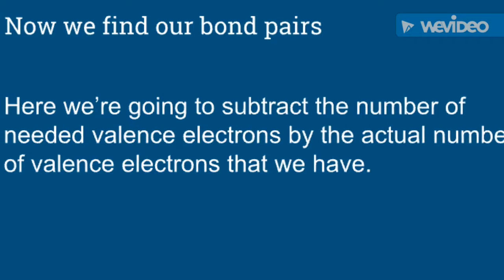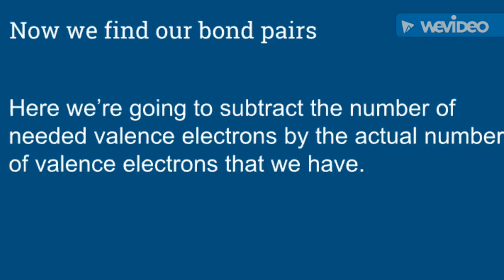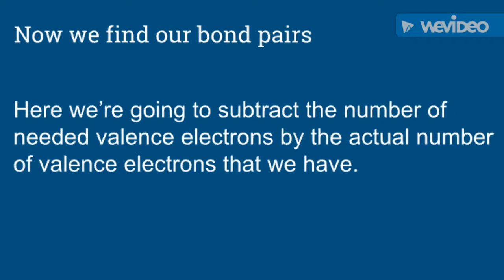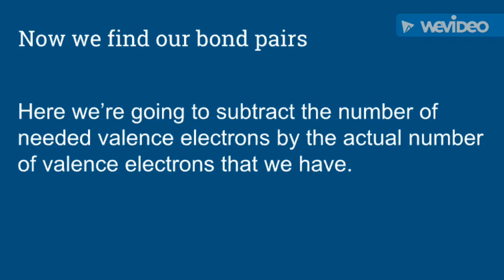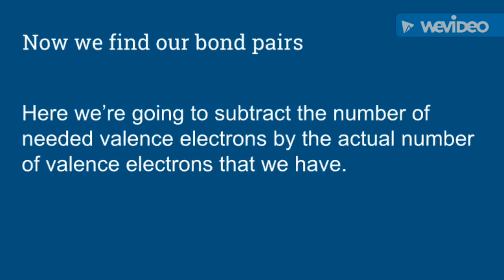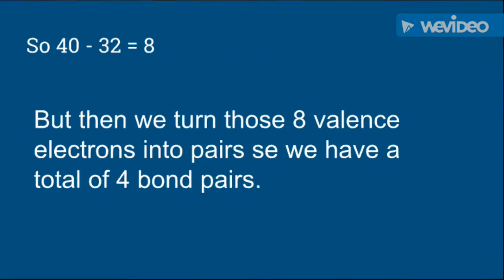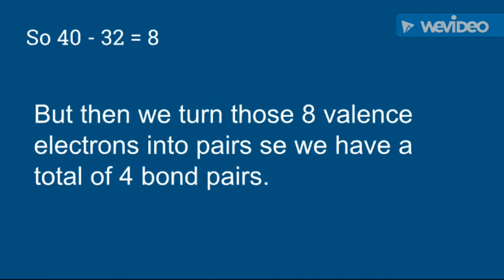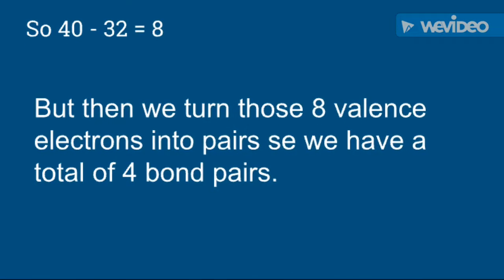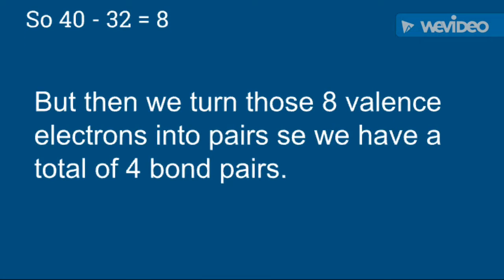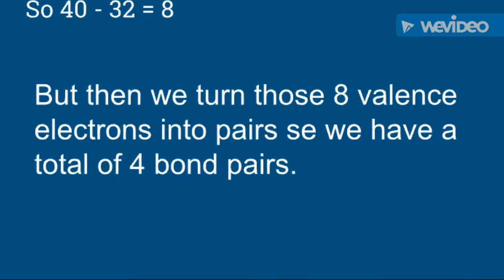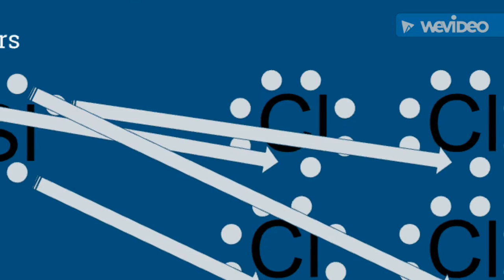Now we find our bond pairs. Here we're going to subtract the number of needed valence electrons by the actual number of valence electrons that we have. So 40 minus 32 gives us 8. But then we turn those 8 valence electrons into pairs, so we have a total of 4 bond pairs.